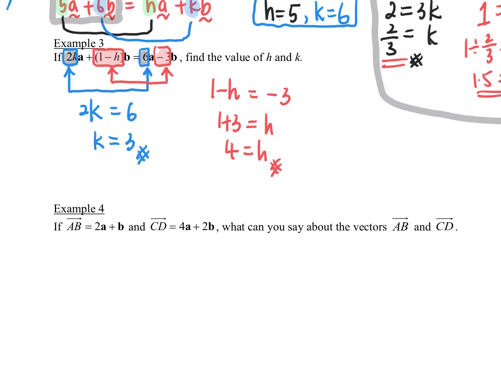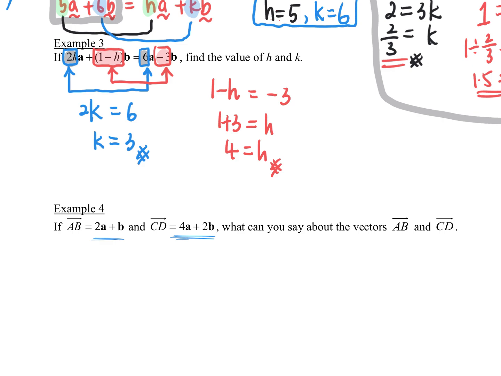Now they give you two vectors and they ask you to tell them about the relationship between AB and CD. Are they equal? They are not equal for sure, right? Because this is 2A plus B. This is 4A plus 2B. Are they a ratio of each other?